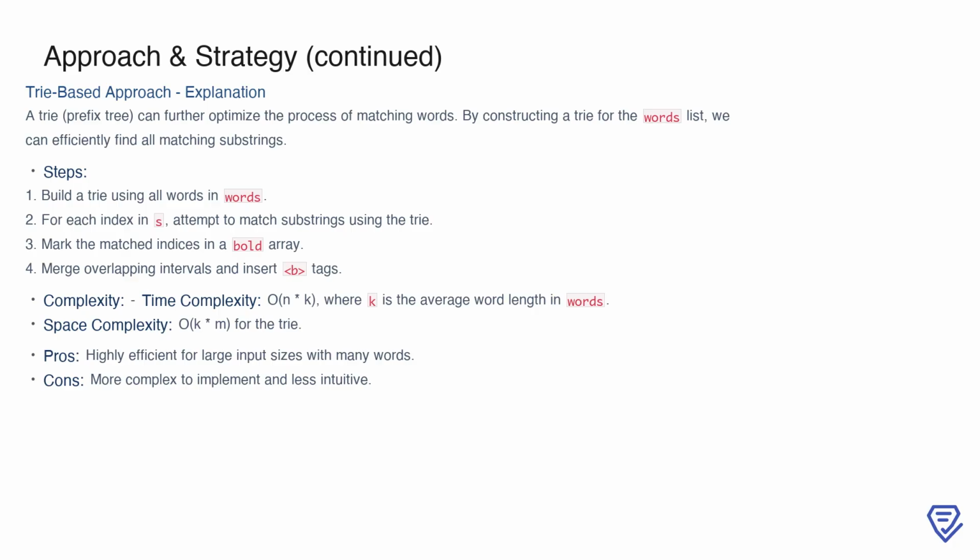After all matches are identified, overlapping intervals in the bold array are merged, and the B tags are inserted. This method offers improved time complexity of O(n * k), where k is the average length of the words in the list, as the trie eliminates redundant checks. However, the space complexity is higher, at O(k * m), due to the memory required for constructing and storing the trie. While this approach is highly efficient for large-scale inputs, its complexity can make implementation more challenging and less intuitive.